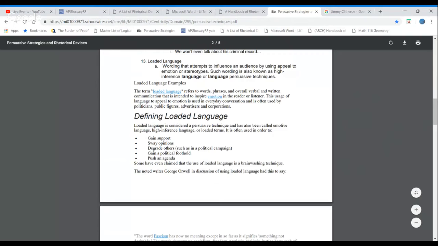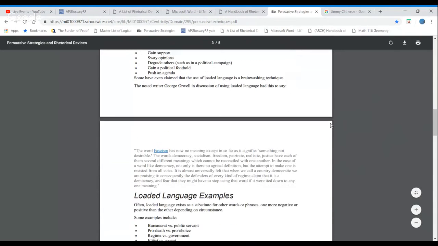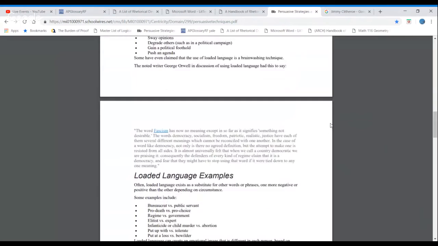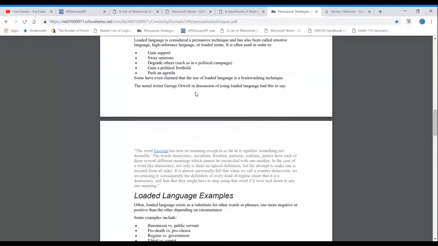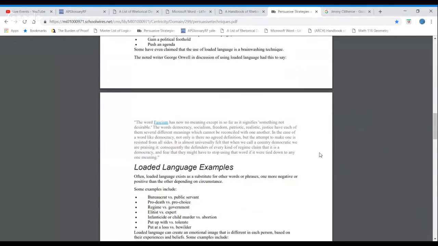Some have even claimed that the use of loaded language is a brainwashing technique. The noted writer George Orwell, in discussion of using loaded language, had this to say. This is not what I've said. This is what George Orwell said about loaded language. Sure, we know who George Orwell is.